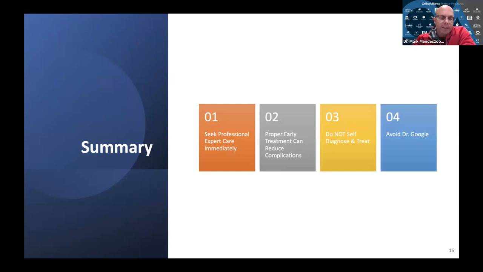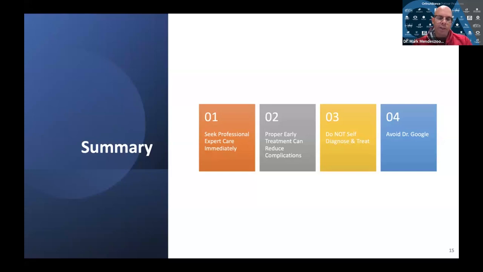Number two is that when you strain muscles and tendons, generally those recoveries can be a little bit quicker because of the formation of collagen and blood supply, but also needs medical treatment. A fracture equals a broken bone, and a dislocation is when something pops out of the socket. Seek professional and expert care immediately for those conditions, especially if you go to the ER. Proper and early detection and treatment can reduce complications, and do not self-diagnose and treat.